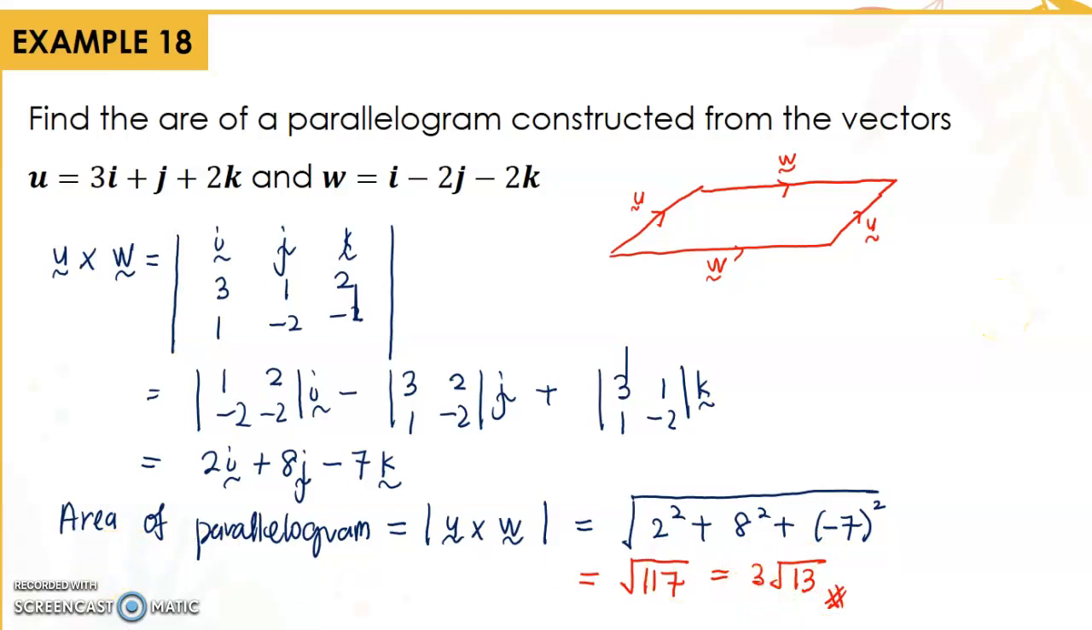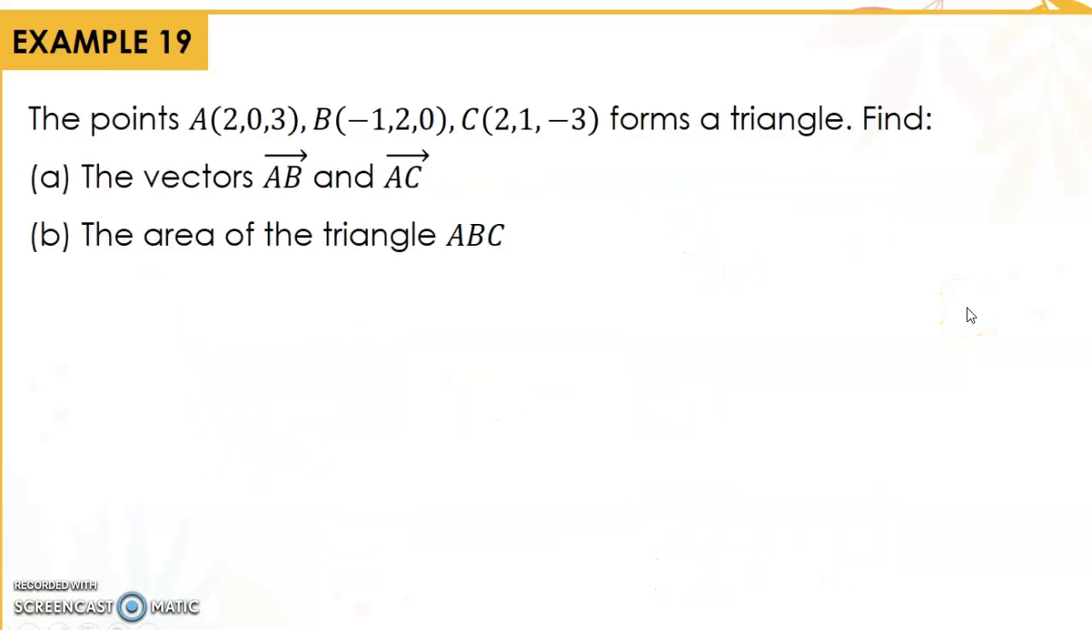Okay, second question, we are going to find the area of a triangle. The area of the parallelogram is the magnitude of u cross w, so the area of the triangle will be half of the area of the parallelogram. Next question. We have 3 points A, B, and C forming a triangle. Find vector AB and vector AC. The area of the triangle is equivalent to 1 over 2 the magnitude of AB cross AC.